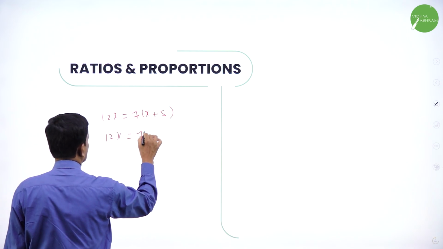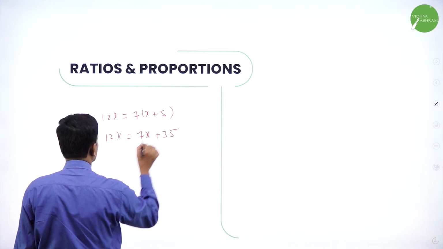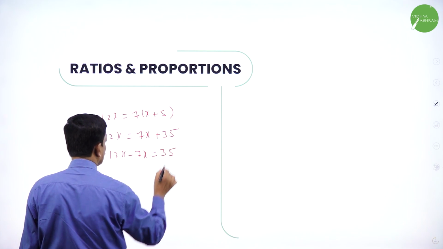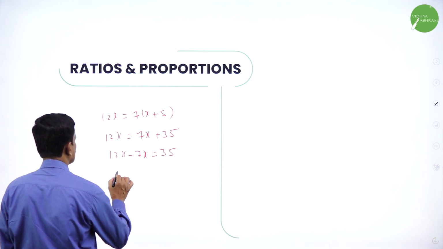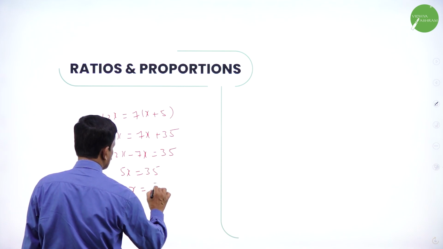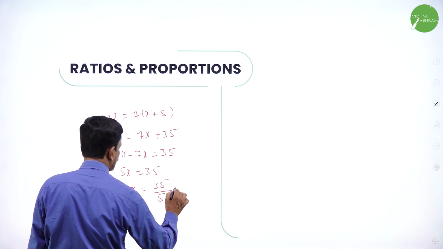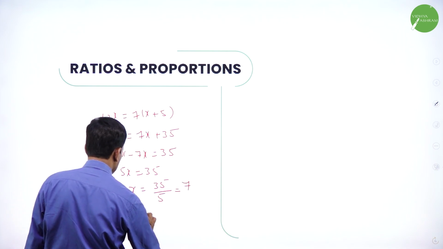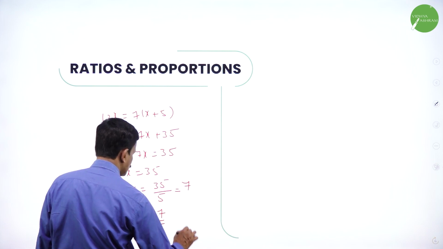12x is equal to 7x plus 35. 12x minus 7x is equal to 35. 12 minus 7 is 5, so 5x is equal to 35. x is equal to 35 divided by 5, so that is equal to 7. 7 5s are 35. Therefore x is equal to 7.